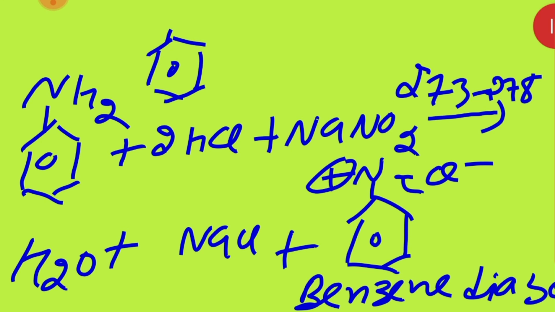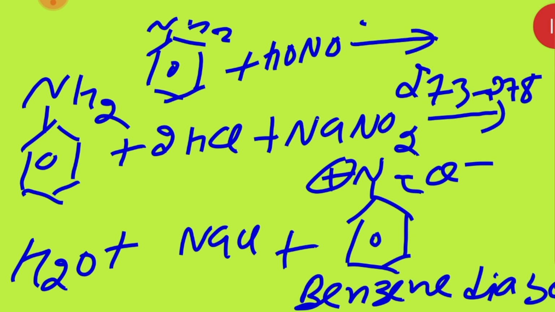Suppose we are writing NH2, then HONO, temperature is more than 278, then there will be formation of phenol. Okay, in that case only there will be formation of the phenol. Clear? Okay, now after that we are moving towards the secondary amine.